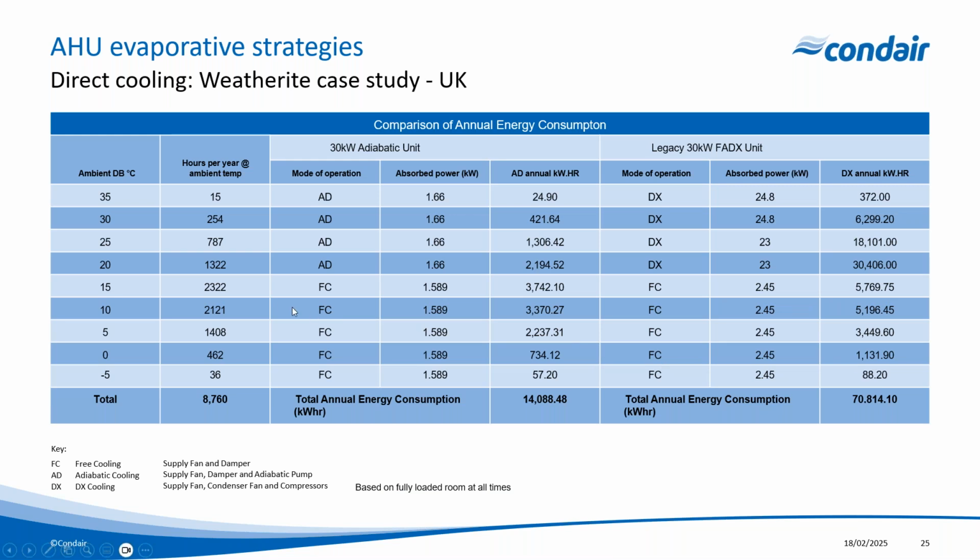Now, the change really occurs above 15 degrees C when we start moving into the 20 degrees C range, when we need to move into adiabatic cooling mode or evaporative cooling mode on the adiabatic unit, or DX cooling mode on the legacy system.